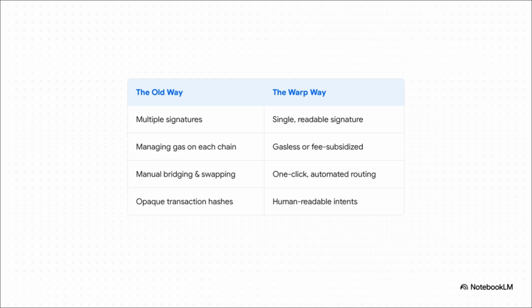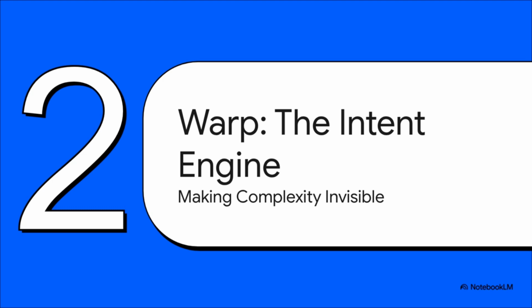And this really shows the difference between yesterday and tomorrow. On the left, you've got the old way. You know the drill: signing multiple transactions, making sure you have gas on 3 different chains, manually bridging funds, and signing transaction hashes that look like gibberish. But on the right, that's the Warp way. A single, readable signature, gas is just handled, and everything is automated in one click. The key thing to get here is that the complexity doesn't just vanish, it's just hidden, made invisible to the user. And that's exactly where Warp comes in.